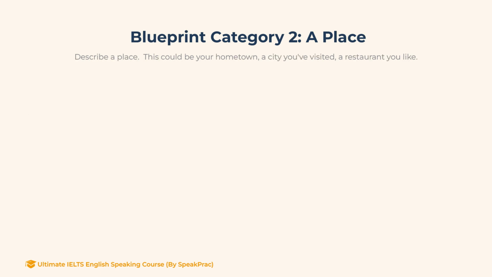Blueprint Category 2, a place. Next up are places. This could be your hometown, a city you've visited, a restaurant you like, or even a room in your house.